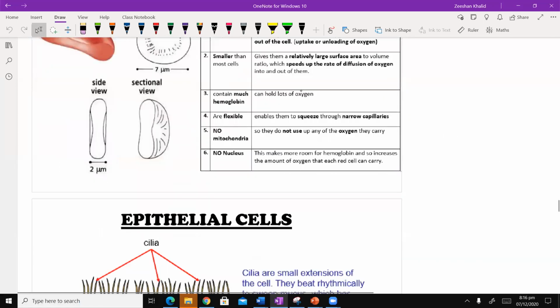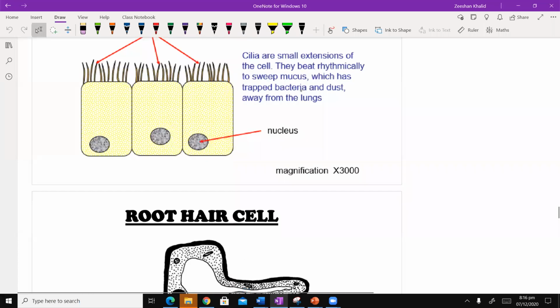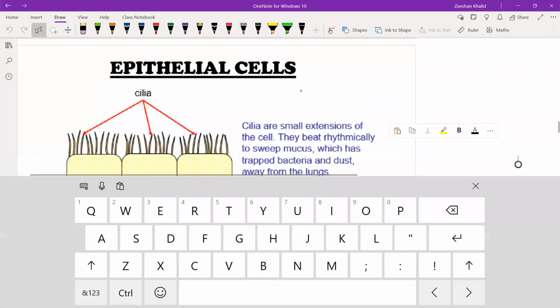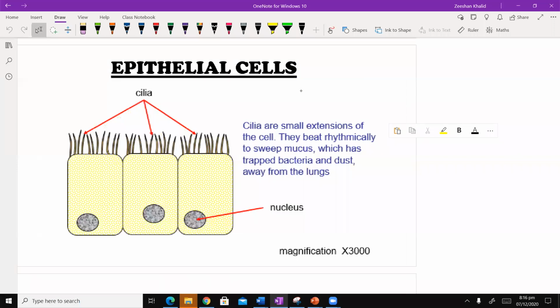So let's go to the epithelial cells. Okay, let's first talk about epithelial cells. Epithelial cells are basically found in different parts. Majority of the time they're found in the breathing pipe. That's the trachea. Inshallah, we will talk in detail about them when we do that topic.